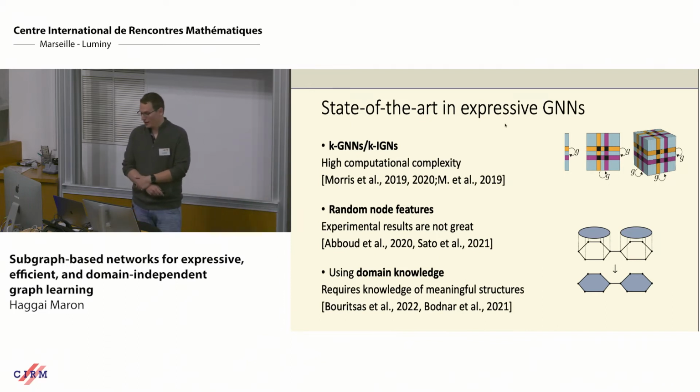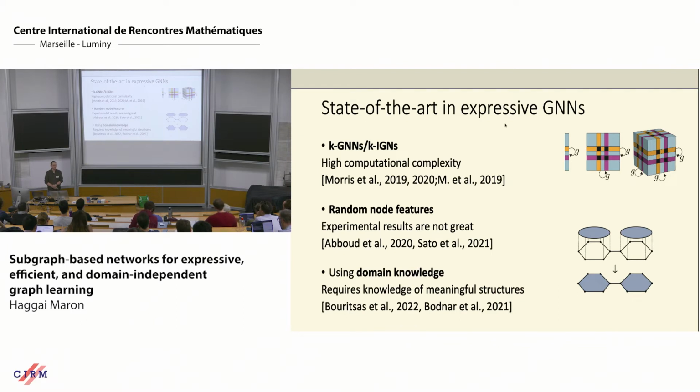OK, so another prominent approach is to promote differentiation between the graphs by adding some random features. And those random features can be sampled from continuous distributions. They can be sampled from discrete distributions.